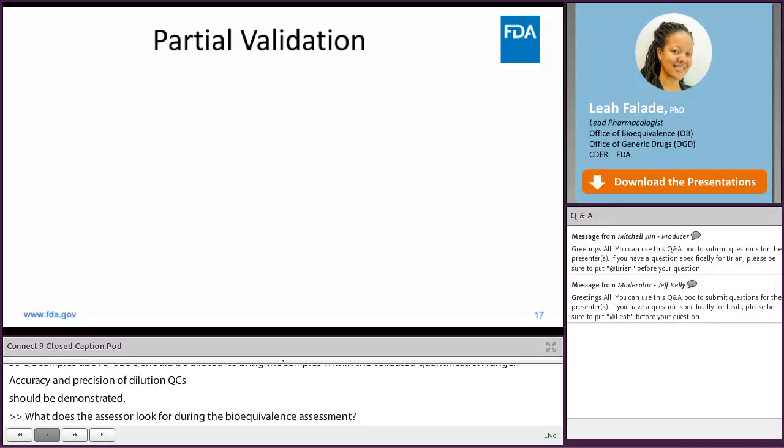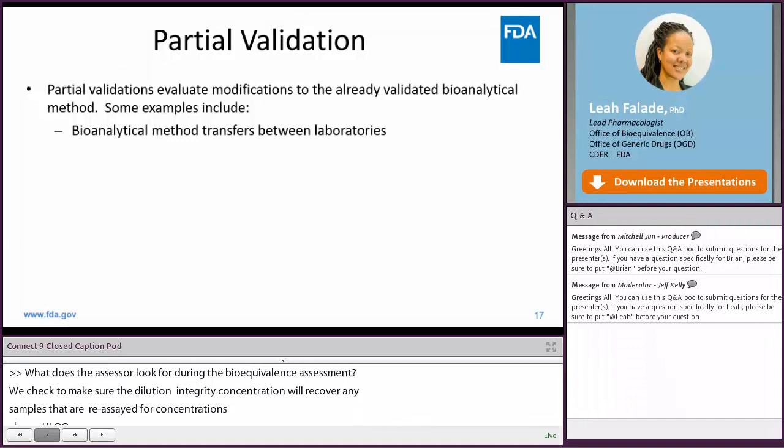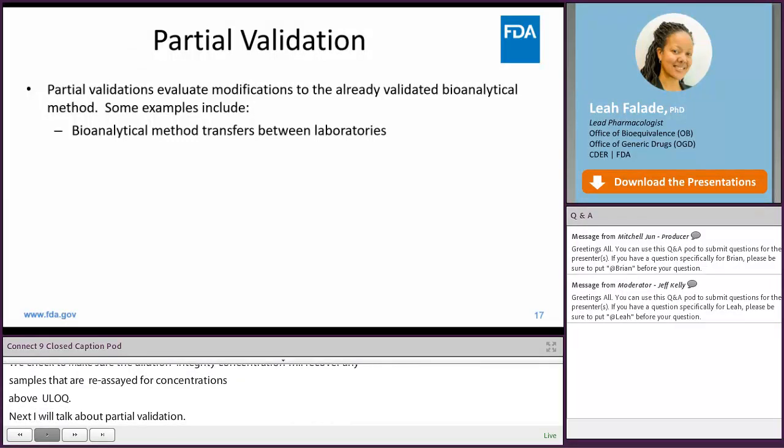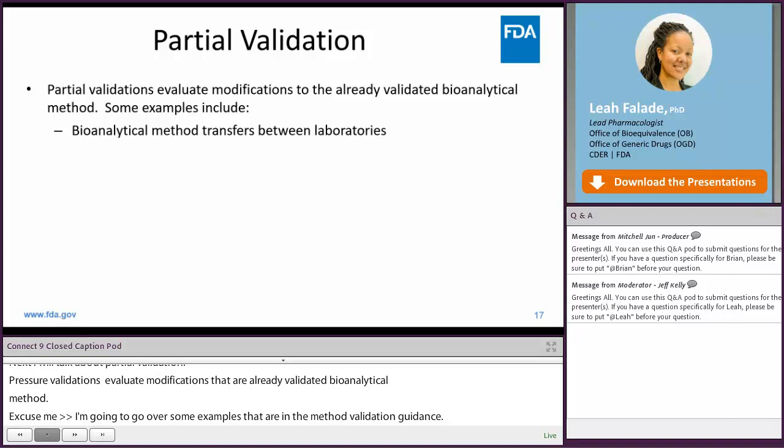So next I'll talk about partial validation. Partial validations evaluate modifications to the already validated bioanalytical method. I'm going to go over some examples that are in the method validation guidance. There are also several others listed, but these are just a few. So anytime there is a method transfer between labs, there should be partial validation submitted to us.